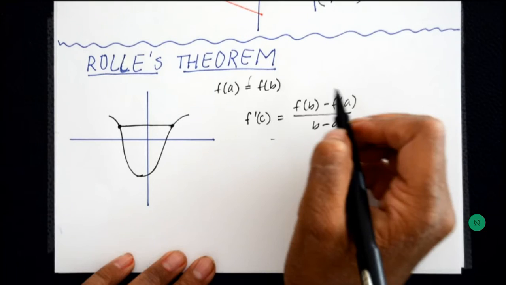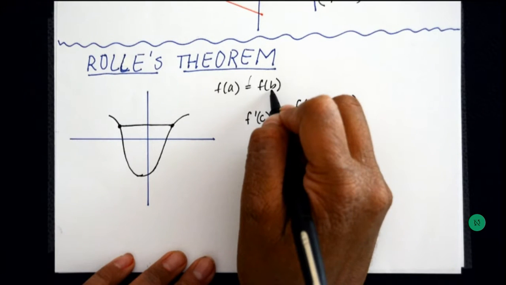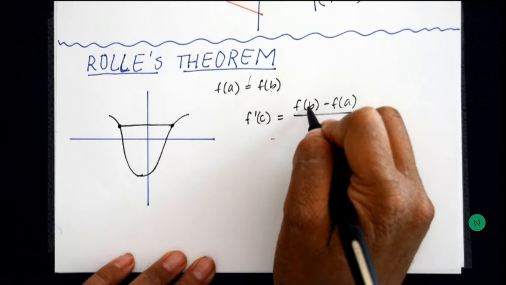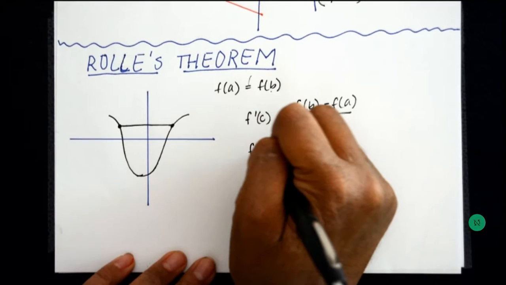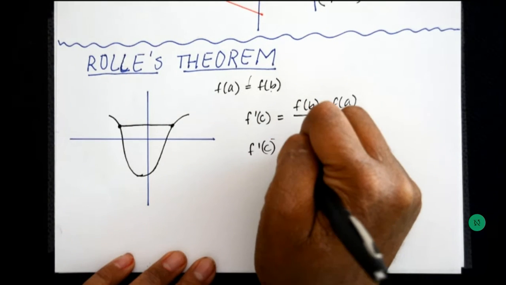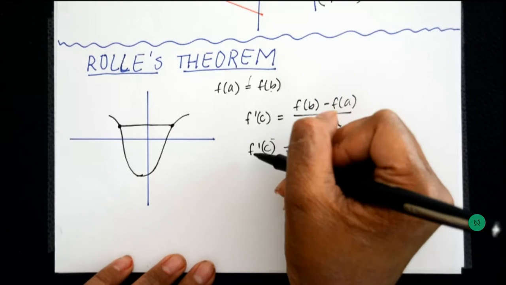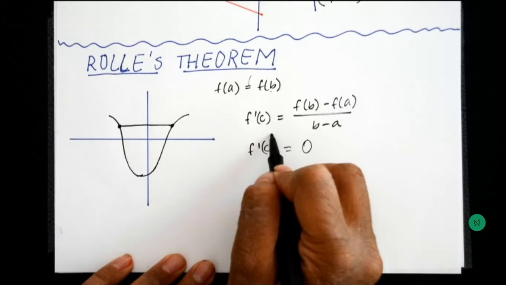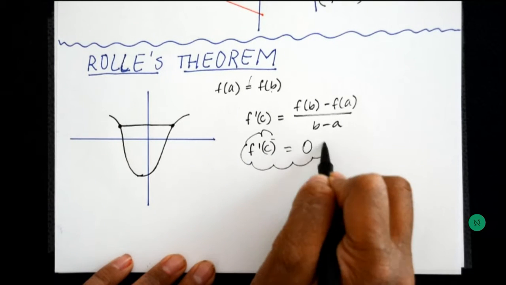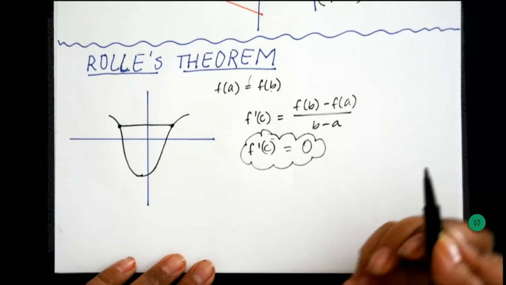But now, since f of A equals f of B, if you subtract f of A from f of B, it's going to be equal to 0. So f prime of C basically equals 0. This is the special case of the mean value theorem called Rolle's theorem.